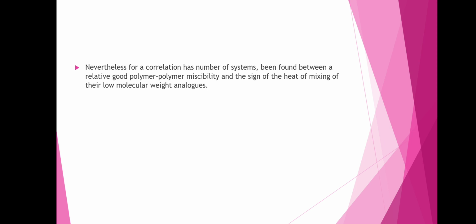Nevertheless, a correlation has been found in a number of systems between relatively good polymer-polymer miscibility and the sign of the heat of mixing of their low molecular weight analogs. It is clear that heat of mixing may only be measurable with low molecular weight analogs.